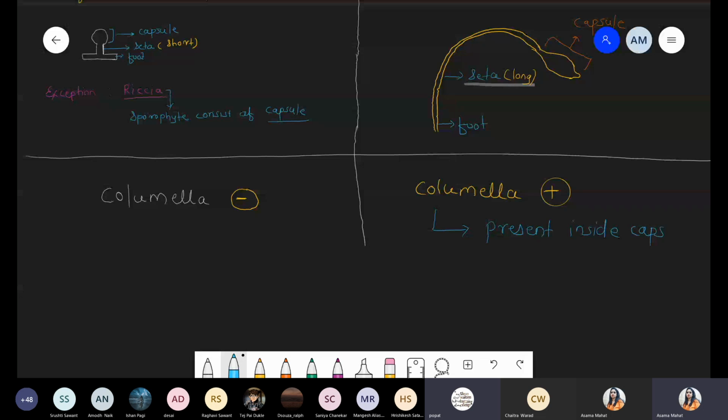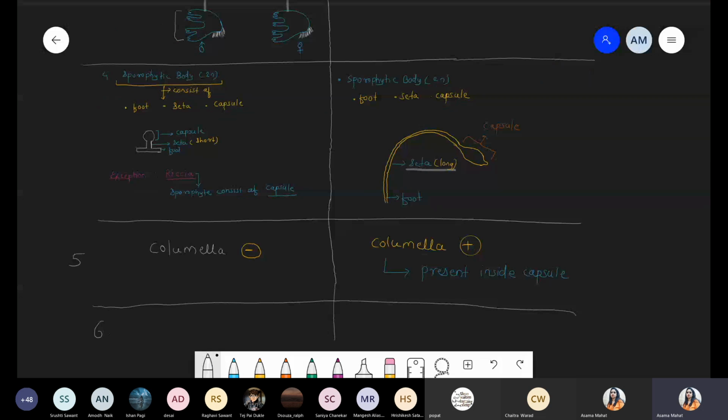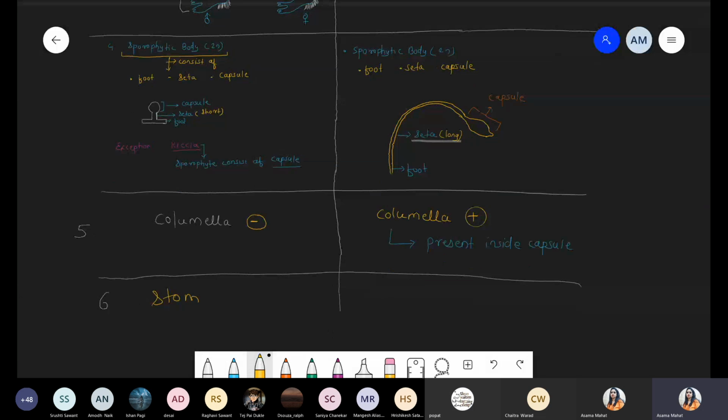So we are talking about the specific type of cell, that is the columella cell, absent and present. Next part, number 6, with respect to stomata. What is the function of the stomata?